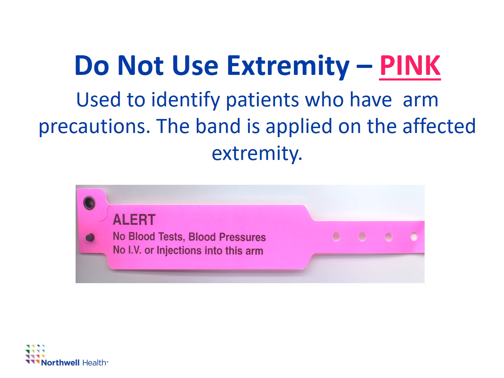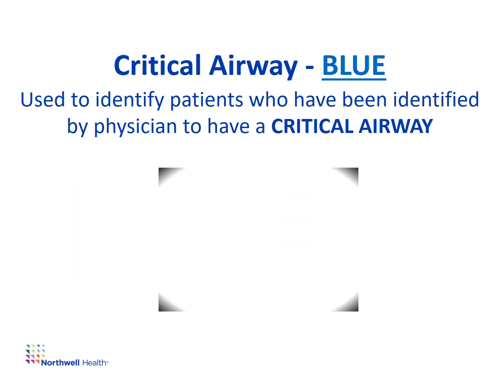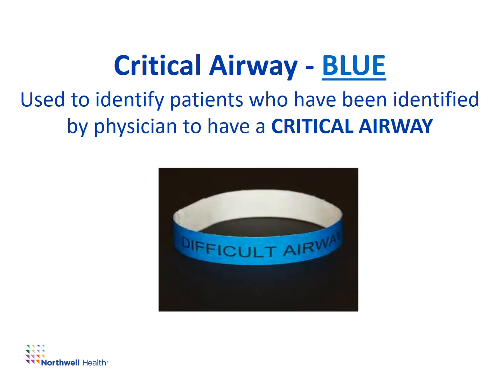Patients with limb restrictions will receive a pink wristband. The pink band is placed on the affected extremity, indicating that this particular extremity should be avoided when blood draws or blood pressures are needed, when an IV needs to be placed, or if an injection needs to be given. If a physician or advanced care provider identifies that a patient has a critical airway, that patient will receive a blue wristband. These patients will be closely monitored for airway compromise.